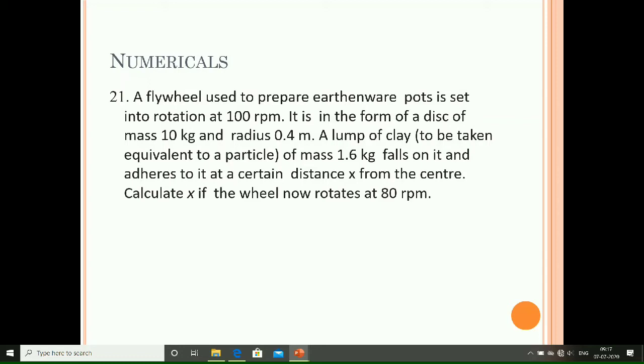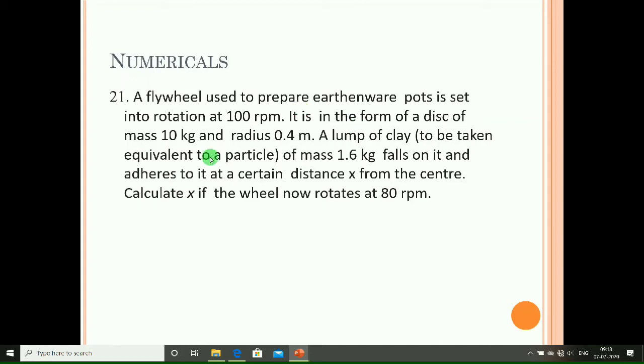Okay, for the next numerical it is given a flywheel used to prepare earthenware pots is set into rotation at 100 rpm. It is in the form of a disc of mass 10 kg and radius 0.4 meter. A lump of clay which is considered to be equivalent to a particle of mass 1.6 kg falls on it and adheres to it at a certain distance x from the center. Calculate the distance x if the wheel now rotates at 80 rpm.